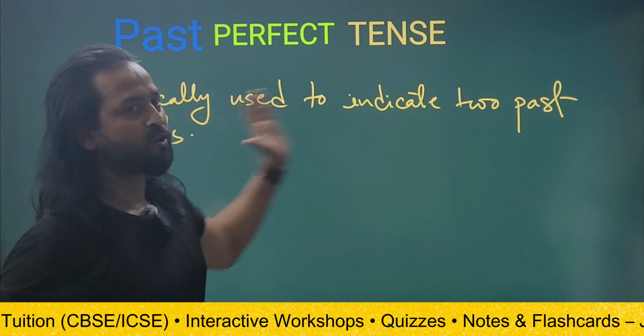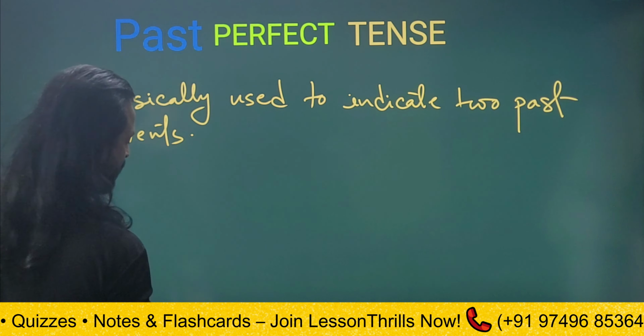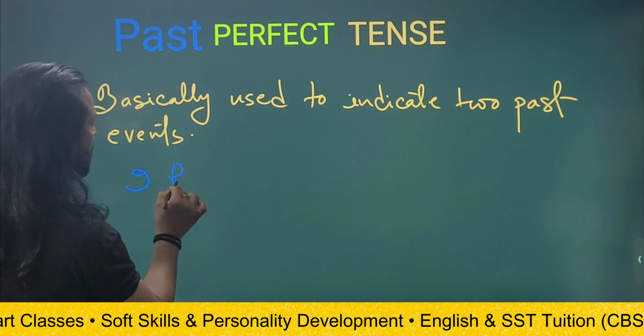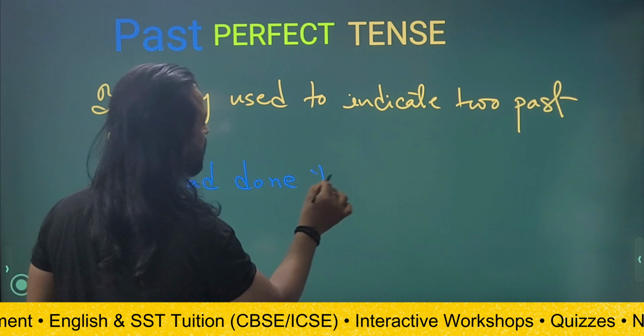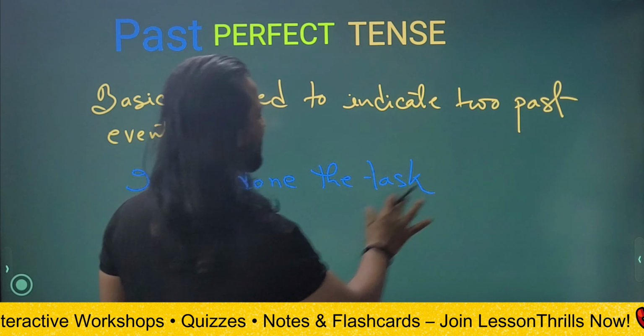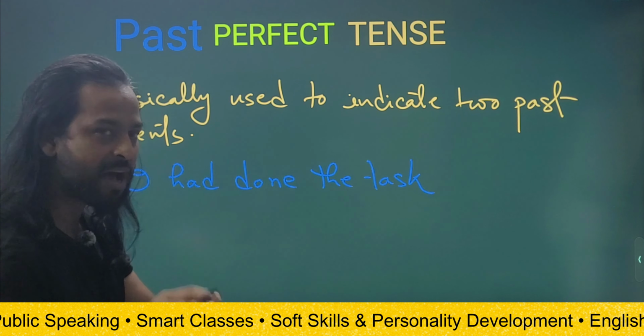Basically, the formation of past perfect tense is like that. So let's see. The formation is, I'm writing one sentence like, I had done the task. This is the formation of past perfect tense. Let's see how it is written.